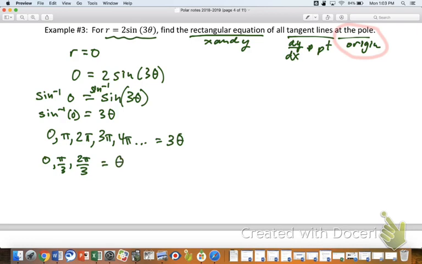And maybe if you take a peek at your graph, can you see how those angles are roughly where the graph does head right through the origin? I mean, it looks reasonable at least. So the final question then is, now that we know where this graph actually goes through the pole, what's the rectangular equation of those tangent lines? That's what I'm going to leave up to you at this point.